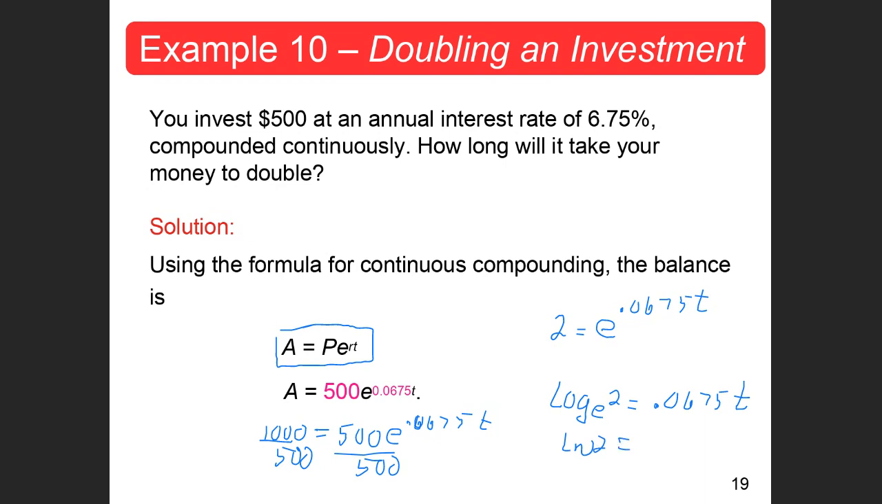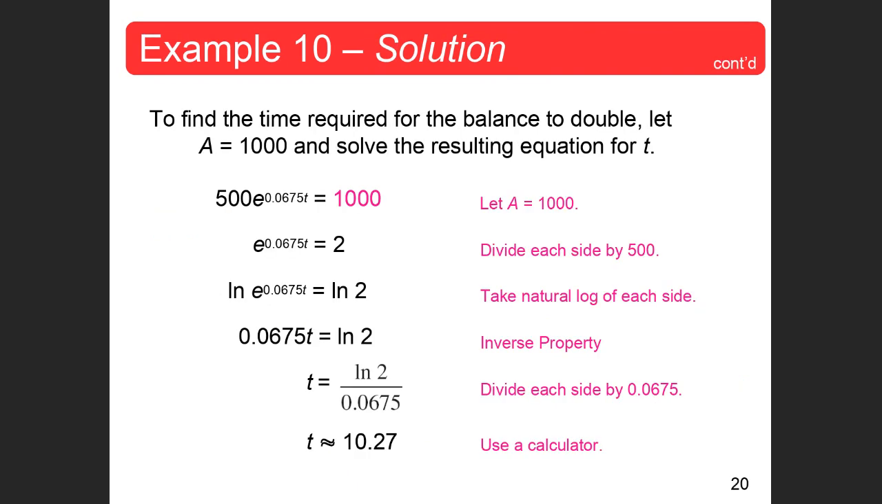is equal to that. So I'm just going to, I think my next slide kind of goes through the rest of the solving it, so I won't. So basically, I rewrote it as a logarithm. So natural log of 2 is equal to that, solve, and you get 10.27. So it would take 10.27 years for your money to double.